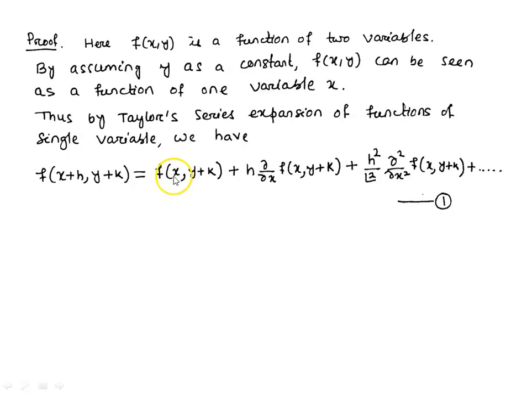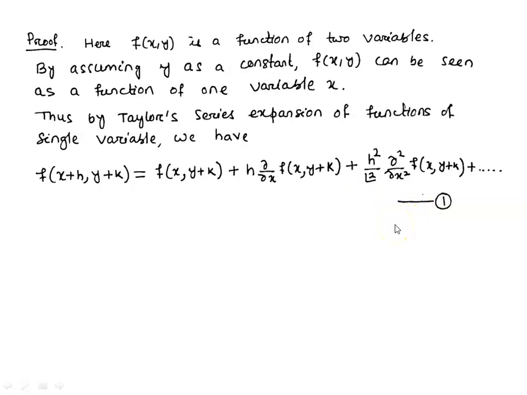Only the function is changing for values of x. So x is varying here. So we can say that this function of two variables is a function of a single variable when we assume y as a constant and x is changing. So the expansion of f(x+h, y+k) can be written in this way. Let us denote this as equation 1.